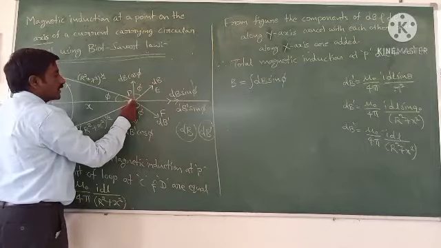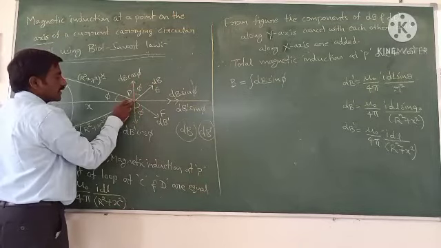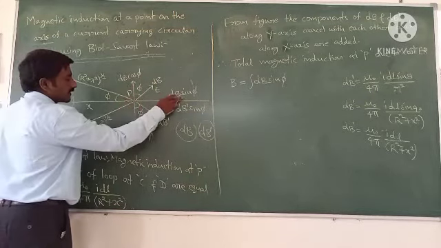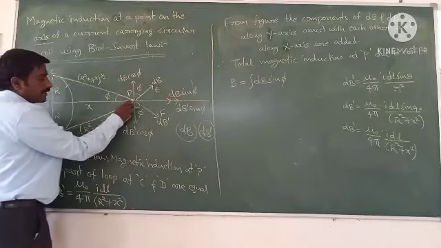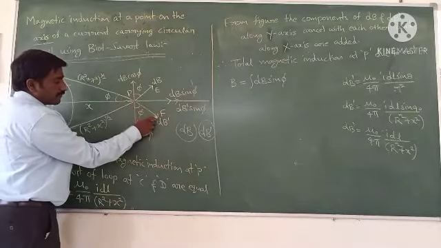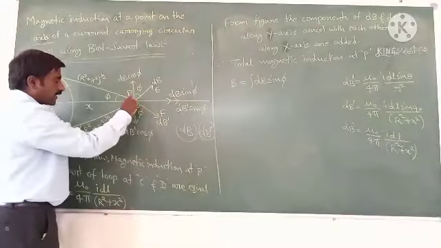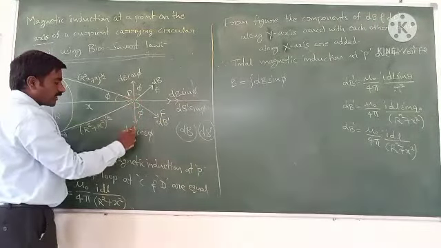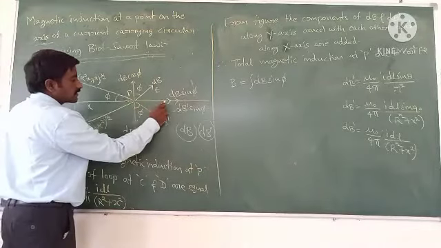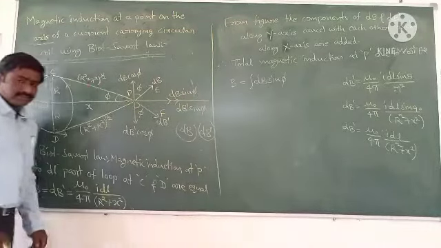One component is dB cos phi along the y-axis and another component is dB sin phi along the x-axis. Similarly, dB dash is along the PF direction, so this also will be split into two components: dB dash cos phi along the y-axis and dB dash sin phi along the x-axis.